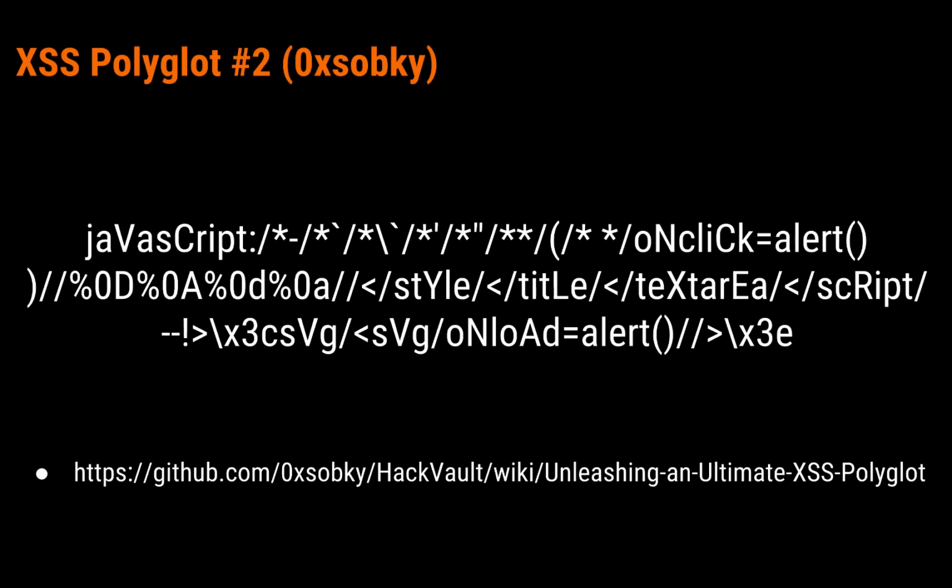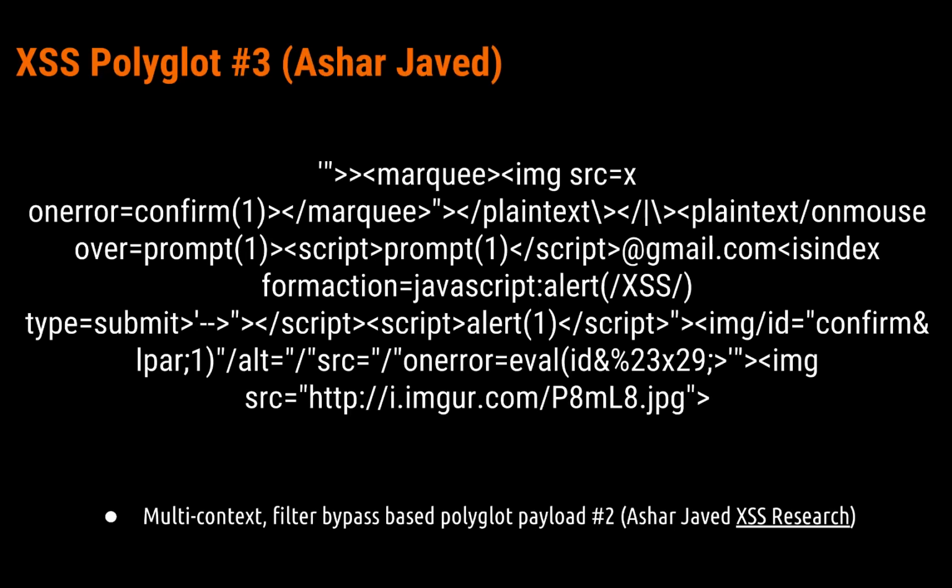This second polyglot is a little bit more crazy, as you can see here. You can see that there's capitalization, lowercase, and even some comments that try to break out of anything that you might put this into. This last polyglot can break multiple contexts based on the filter that you're trying to bypass. Just look at all of the different HTML tags that are in this injection.